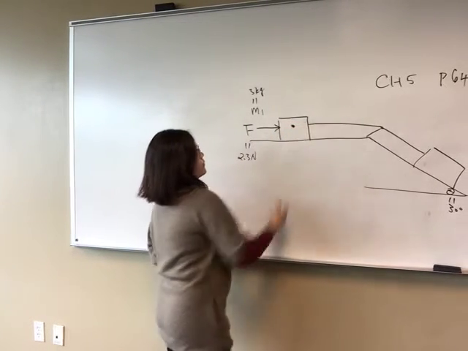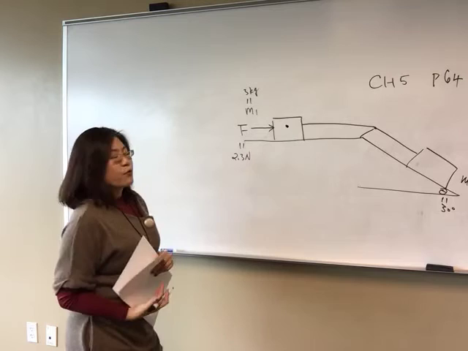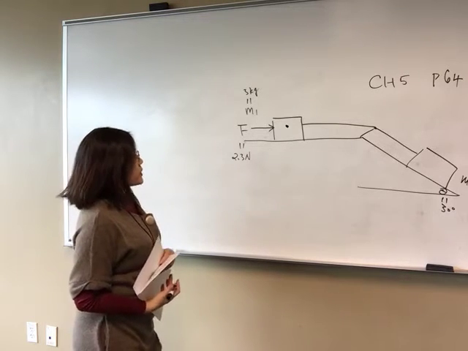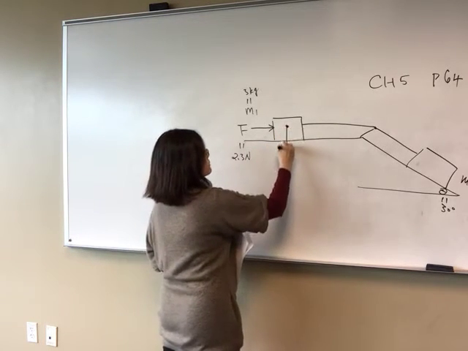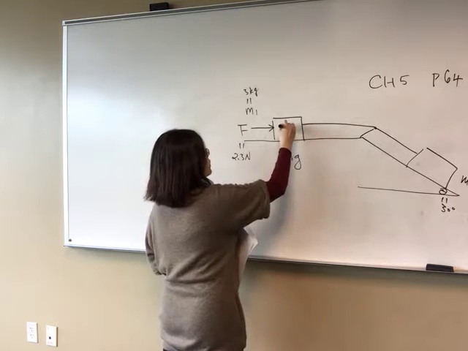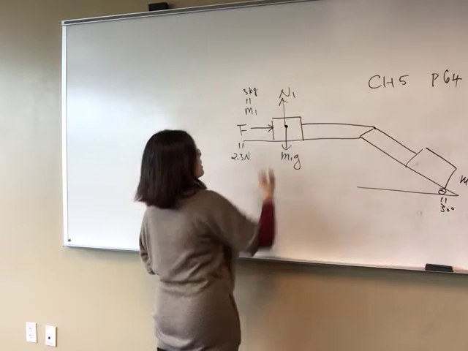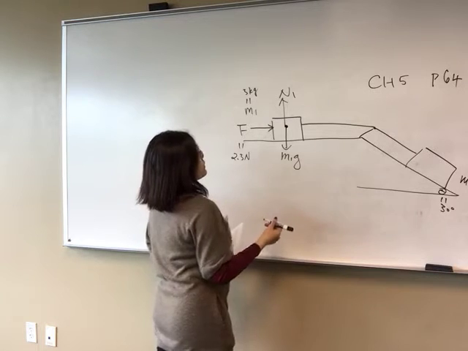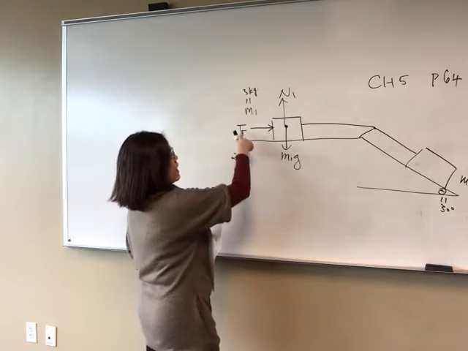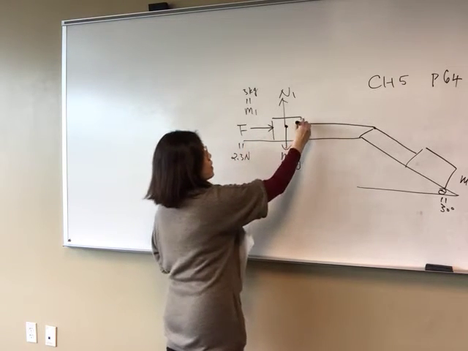So this one, very straightforward. There are 4 forces acting on this block. You have the M1G downward. You have the normal force, that's called the N1, and then it's only 4 forces. So you have the force that's rightward, and you also have the tension.